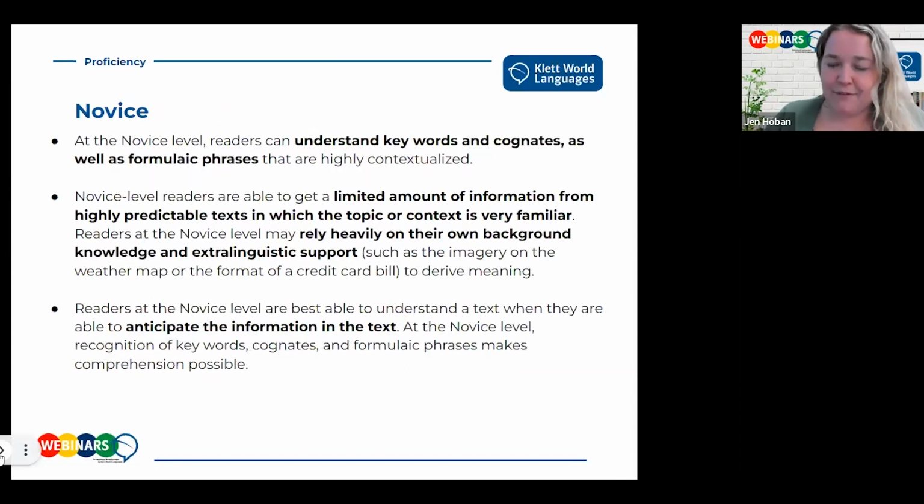The novice, however, is just looking at keywords and cognates and some formulaic phrases that they have maybe memorized or that are highly contextualized. They can understand a limited amount of information, and it has to be very predictable. They're relying a lot on their own knowledge, not just of language, but of the world to make sense of things. They are able to anticipate some information in the text, but not from the language, more from their own personal understanding. They do know formulaic and memorized phrases, but it's pretty limited.